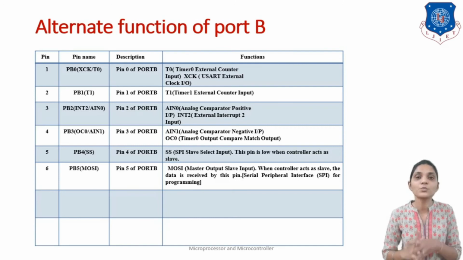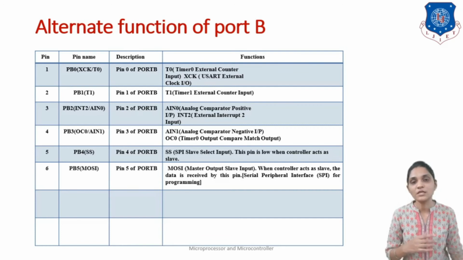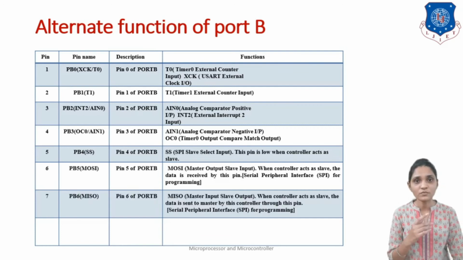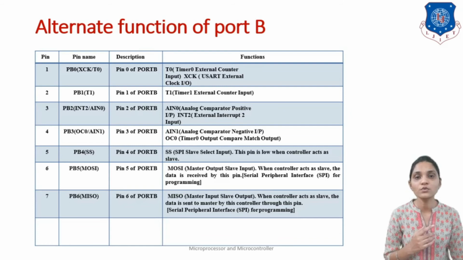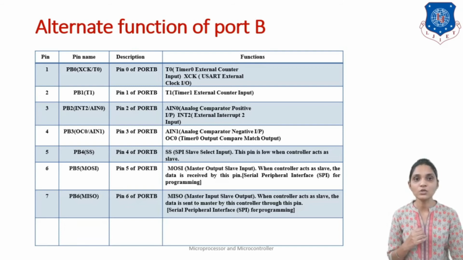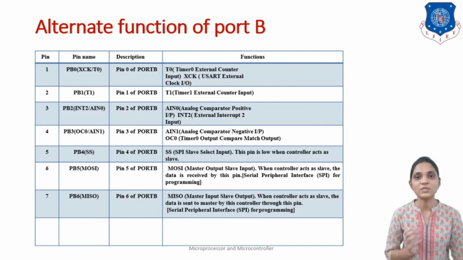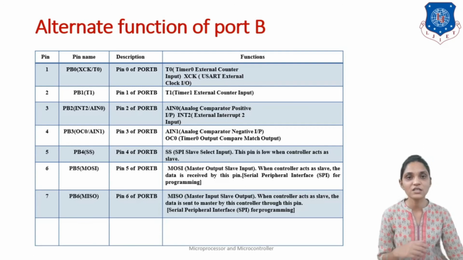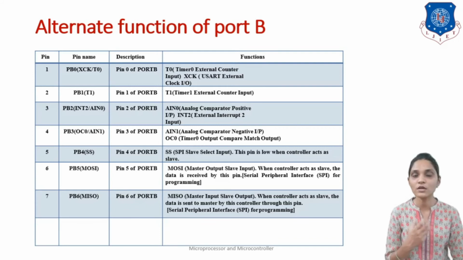So at that time, these two pins can be used, pin number 4 and pin number 5. Then we have pin number 6, PB6, and that is MISO, that is master input slave output. When this controller acts as a slave, the data is sent to the master by this controller, and through this pin you can transmit the data. So this is basically also a function for the master slave consideration.